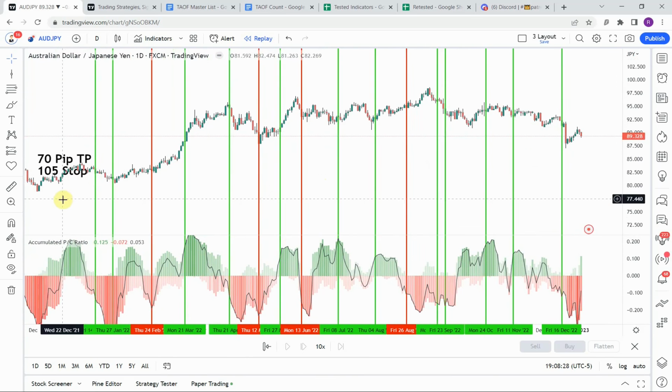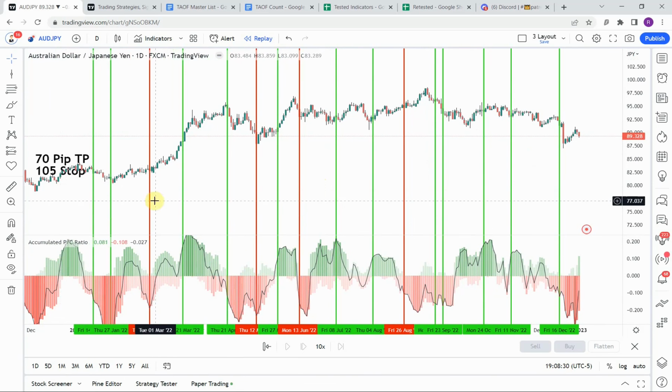All right, let's go ahead and count these out and see what we have. So 1, 2, 3, 4, 5, 6, 7, 8, 9, 10, 11, 12, 13, 14, 15, and 16. So we have 16 trades all together, and we have 12 winning trades. And so that is going to meet the 60% criteria that we are looking for.